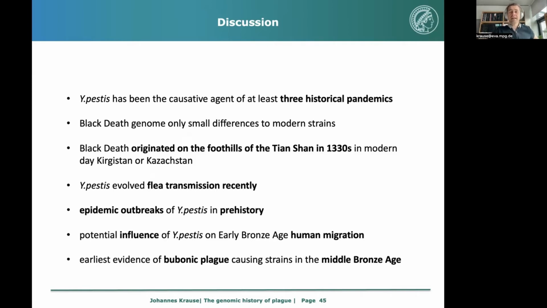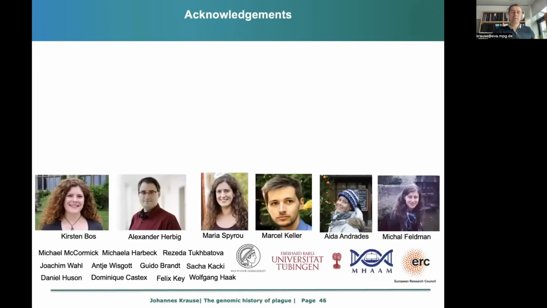And then, yeah, we had the earliest evidence for bubonic plague already in the Middle Bronze Age. So going back almost 4,000 years, which is actually much deeper than we thought it was present within human populations.